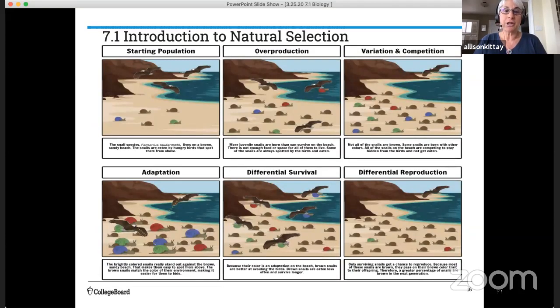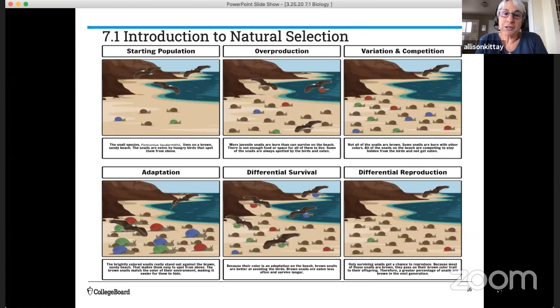So let's put it all together. Let's look at the components that are necessary for natural selection, keeping in mind what Darwin's observations were and applying it to this scenario. So let's look at the starting population, and we're looking at, again, another prey-predator relationship, and we see that there's a snail species and it lives on a brown sandy beach, and the snails are eaten by hungry birds that spot them from above.